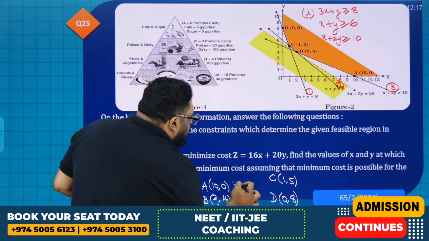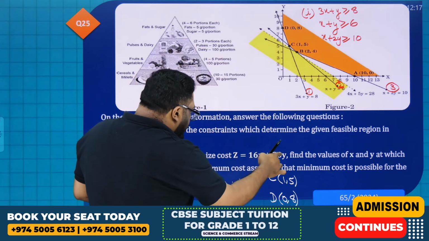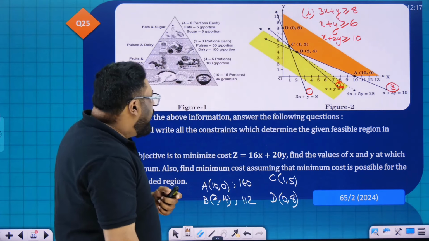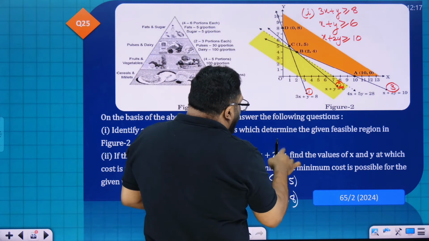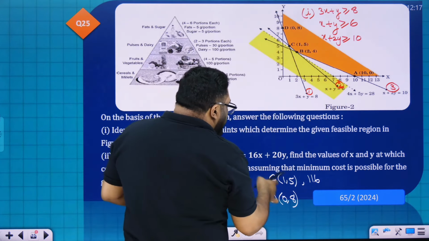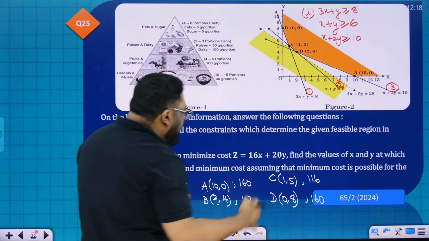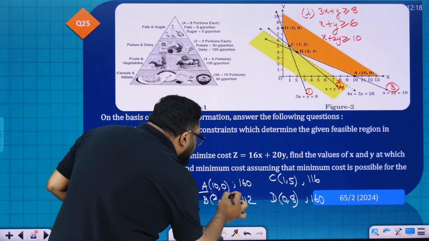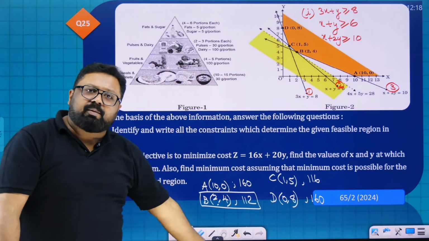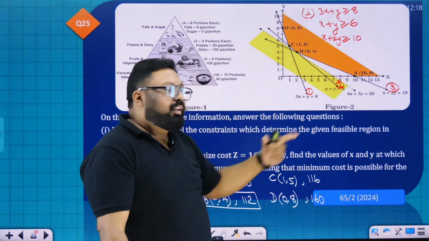The first value of Z, with x equal to 10, would make it 160. Then 2 would make it 32 plus 80, 112, and then 16 plus 100, 116, okay, and then 0 plus 160. I want the minimum value. Obviously, minimum value is this one. So that will be my optimal solution, because though it's unbounded, this is my optimal solution because that constraint, the dotted line, doesn't pass through the feasible region.